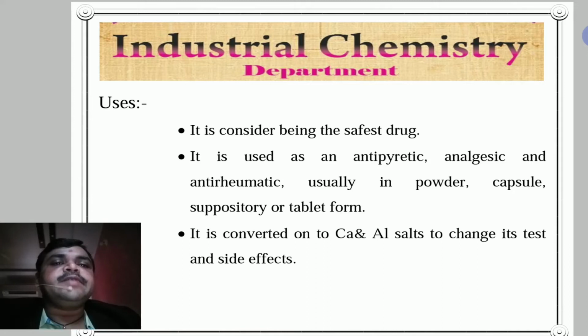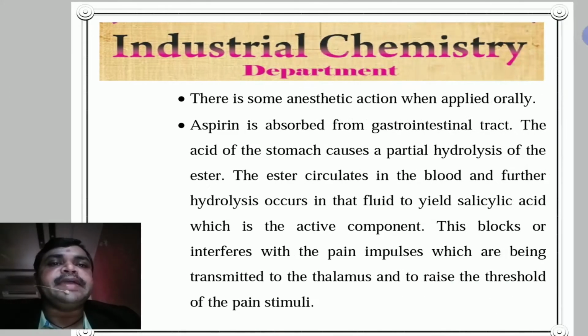It is converted into calcium and aluminum salt to change its taste and side effect. There is some anesthetic action when applied orally. Aspirin is absorbed from the gastrointestinal tract. The acid of the stomach causes a partial hydrolysis of the ester.